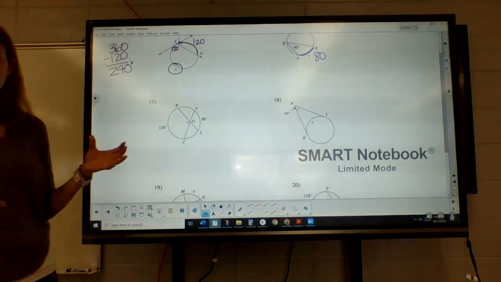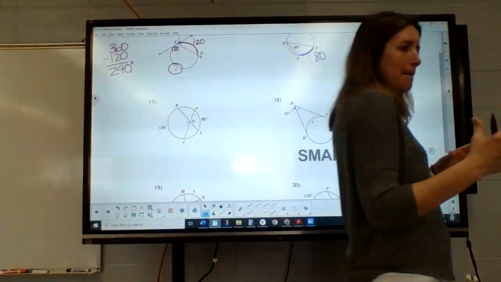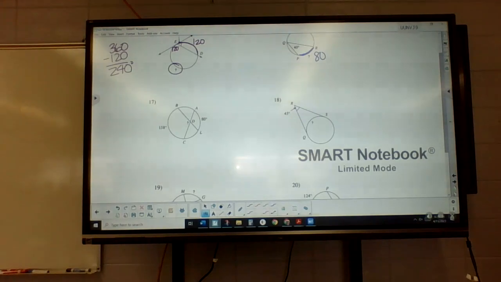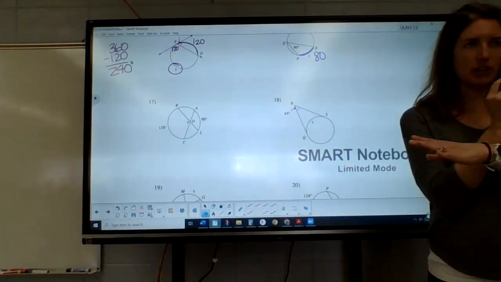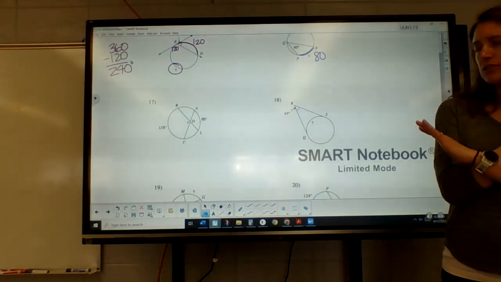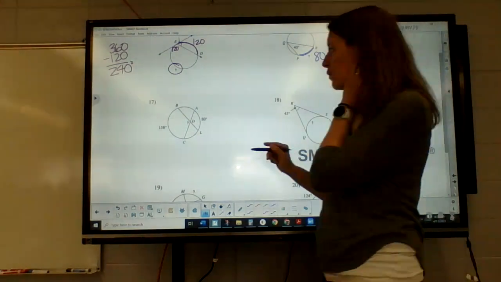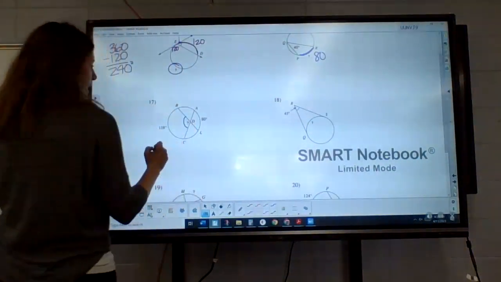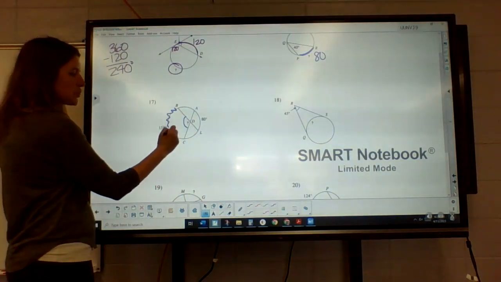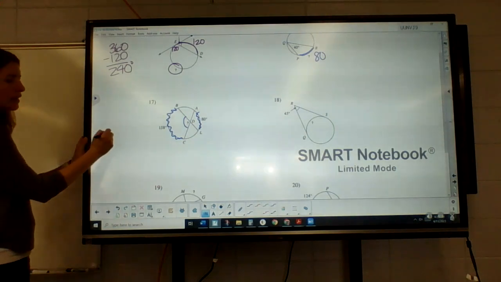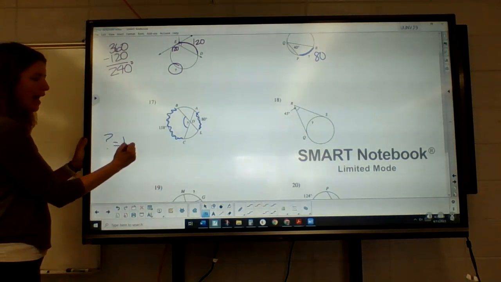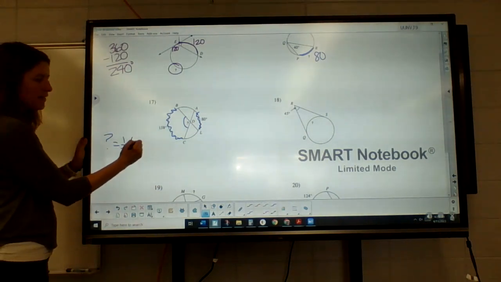So the formula in this case is half still, but in this case, I always think of it this way. It's again on your chart, but I think about inside the shape, it kind of looks like a plus sign. So that means we're going to add the two arcs that go with this angle. So this angle is associated with these two arcs. So that angle is going to be half of those two arcs added together.